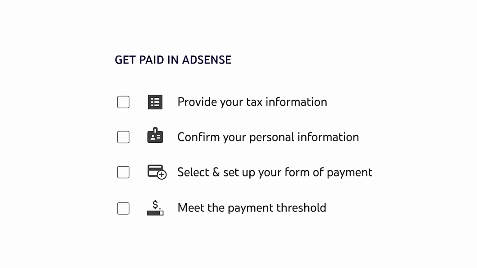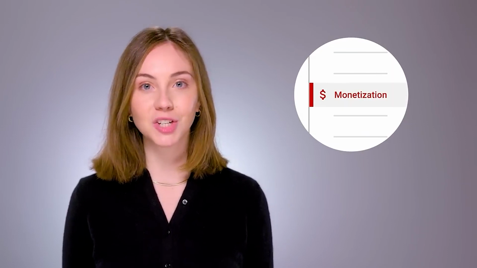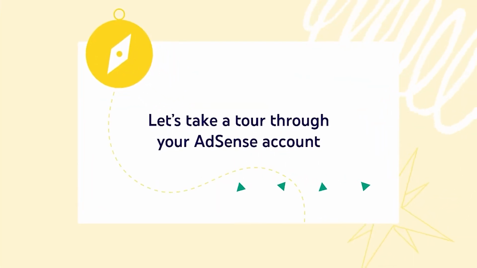To recap, there are 4 steps to getting paid: providing your tax information, confirming your personal information, selecting and setting up your form of payment, and meeting the payment threshold. Note that these steps can take some time to complete. If you ever want to check your progress in the payment setup process, you can always check the Monetization tab in YouTube Studio. Now that you're all set up, let's take a tour through your AdSense account.